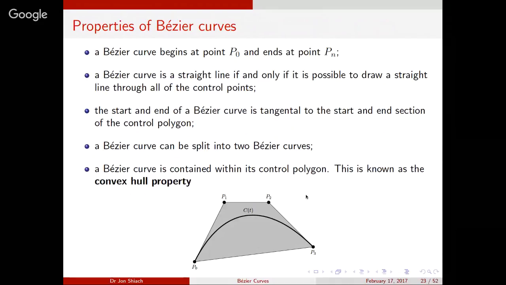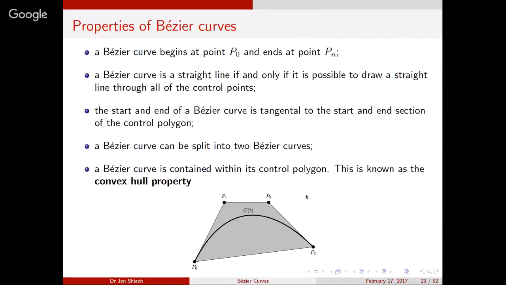The start and end of a Bezier curve is tangential to the start and end section of a control polygon. Now, the control polygon is a polygon which is made by using the control points as vertices of the polygon. So this start line, P0 to P1, what this property states is that the tangent to the Bezier curve is the same as the first line at the start and also at the end there. So the tangent of the Bezier curve at that point is the same as that line.